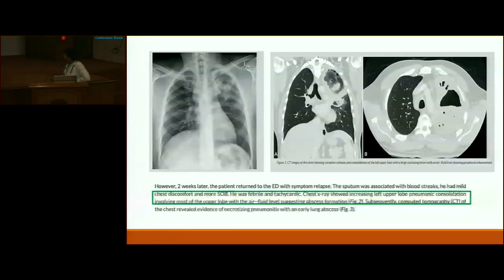This was the first X-ray which was done, which shows left-sided patchy consolidation. After 2 weeks, they repeated the X-ray, and there was pneumonic consolidation in the left upper lobe with an air fluid level. The corresponding CT shows the air fluid level with necrotizing pneumonia with early lung abscess.